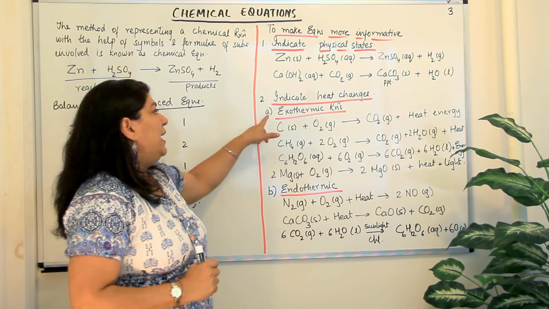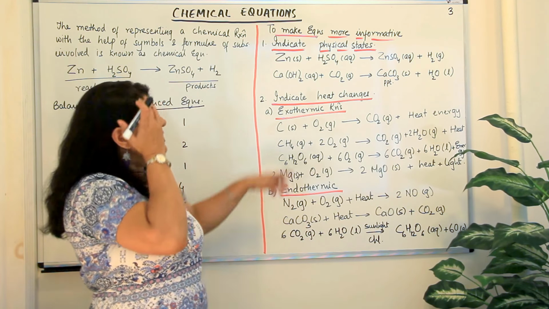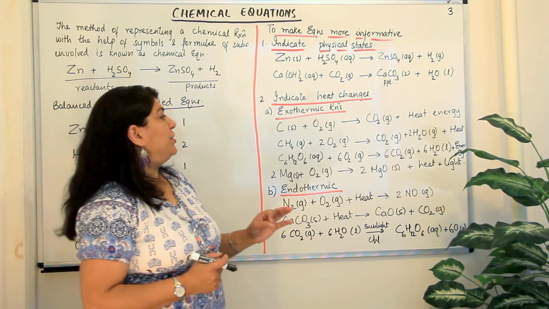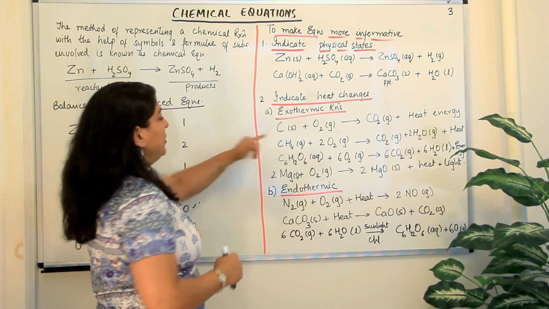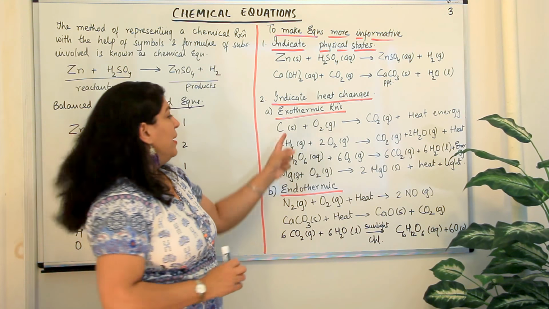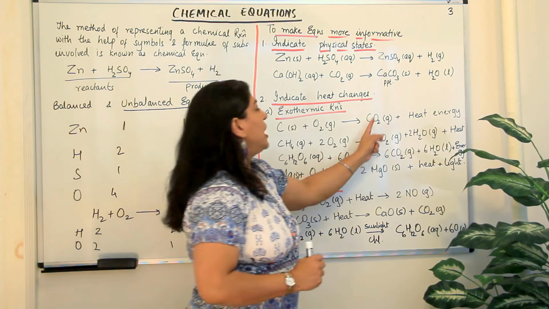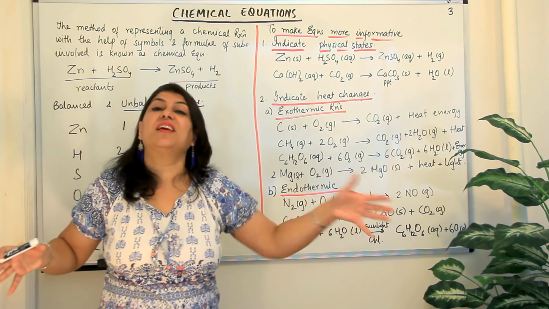How do we do it? If the reaction is exothermic, if heat is being given out, we usually write heat in the products. For example, carbon combines with oxygen. Now, this has got more information. It has the physical states also. Carbon solid combines with oxygen, which is a gas, to produce carbon dioxide gas. And in this reaction, heat energy is given out.